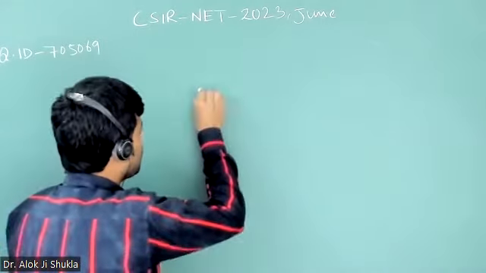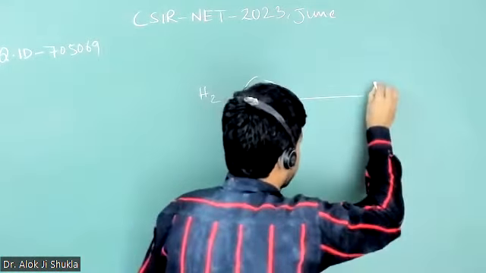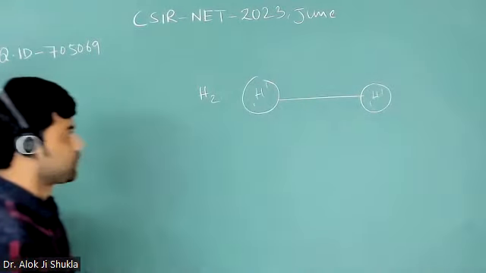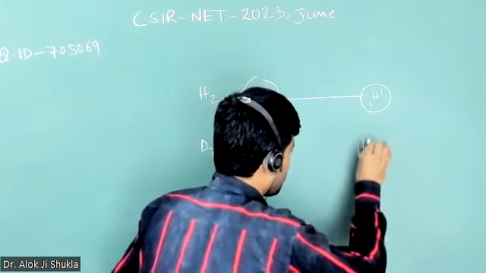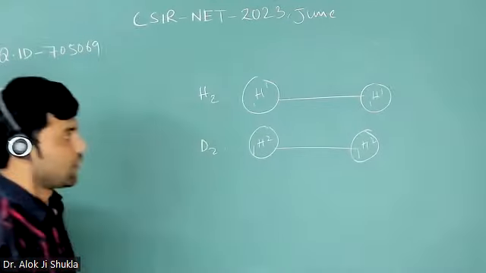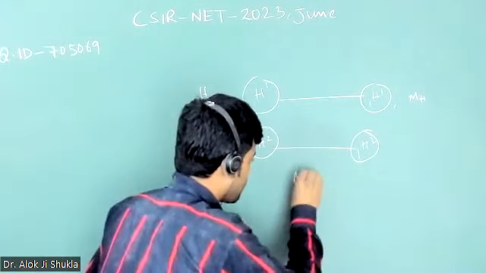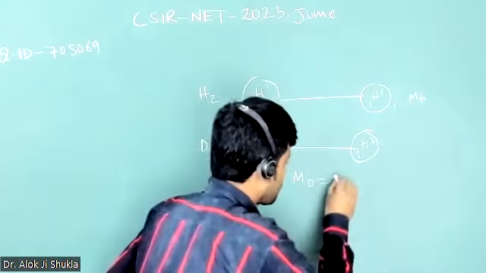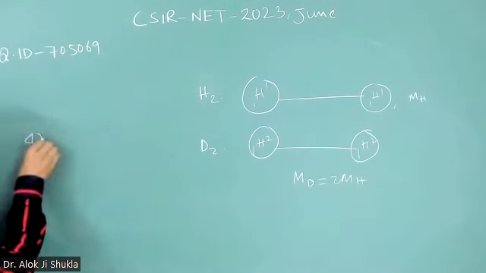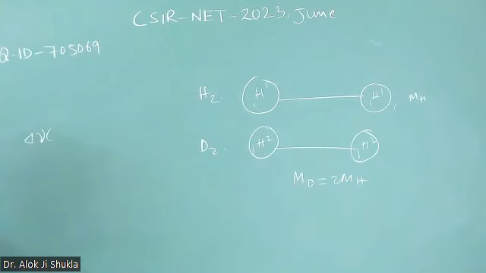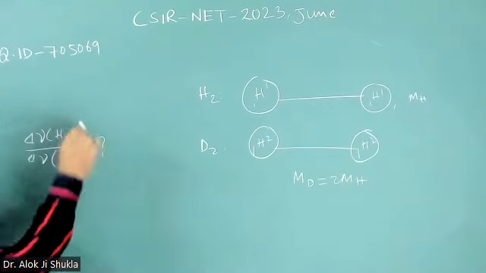Okay, so if you see the structure of the H2 molecule, it can be thought of as two hydrogen atoms, each with mass number 1. And for the D2 molecule, we can think of it as two deuterium atoms. If mH is the mass of a hydrogen atom, then the mass of a deuterium can be written as 2 times the mass of a hydrogen. As the question asks, we have to calculate the frequency separation between the first Stokes line and the anti-Stokes line for the H2 molecule to that of the same separation for the D2 molecule. That ratio we have to calculate.